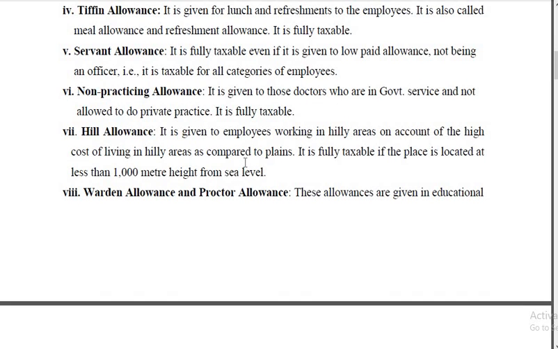Hill allowance. It's given to employees working in hilly areas on account of the high cost of living in hilly areas as compared to plains. It's fully taxable if the place is located at less than 1000 meters height from sea level. Okay, so that's about hill allowance.